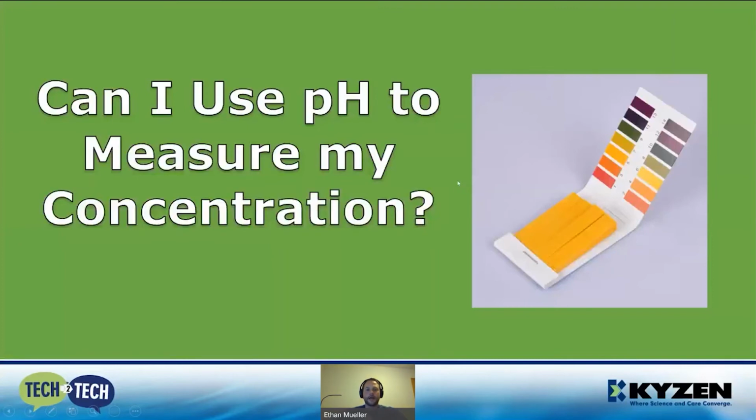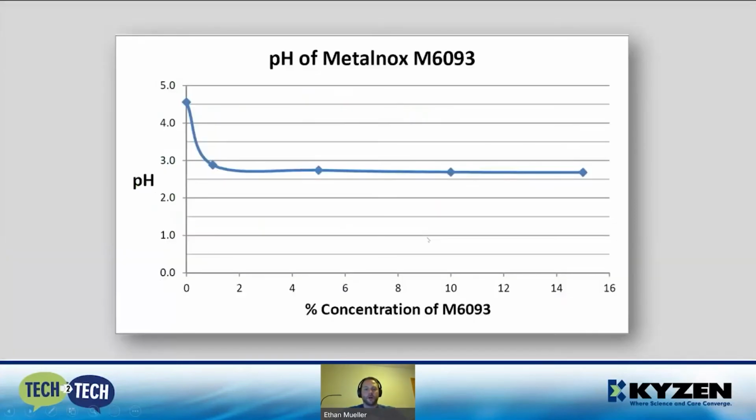So a question that I get quite often in the field is, can I use pH or a piece of litmus paper to measure the chemical concentration of my wash bath? And as you see from this example, unfortunately, the answer is no. And this is pretty common for most of our products.